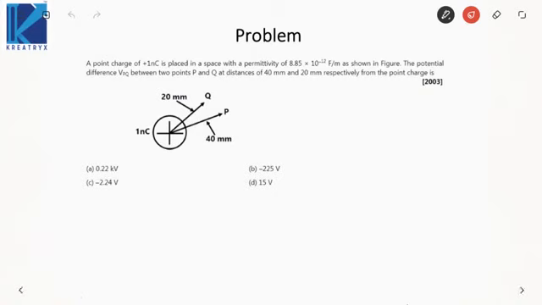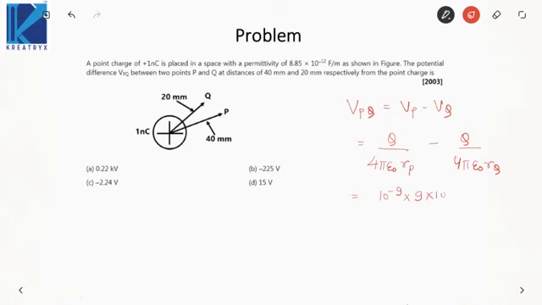Next one. A point charge of 1 nanocoulomb is placed in a space with permittivity given to us. We need the potential difference VPQ between points at distance of 40 millimeter and 20 millimeter. Okay. What is VPQ basically? VPQ is actually VP minus VQ. What is VP minus VQ? When you calculate VP, it will be Q by 4 pi epsilon naught RP, and VQ is Q by 4 pi epsilon naught RQ. So what is Q? It is 1 nanocoulomb.